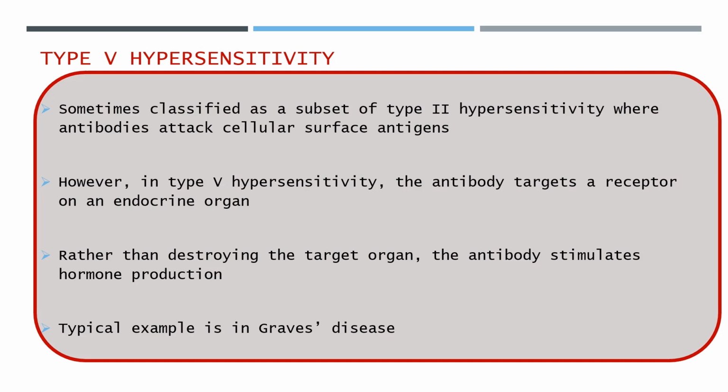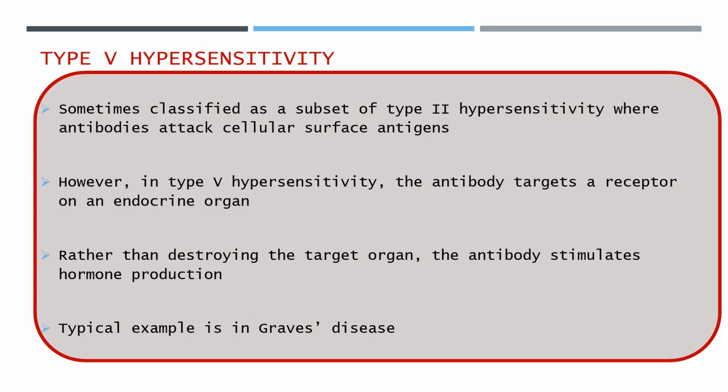And this is in contrast to what happens in type 2 hypersensitivity reaction, in which the antibody mediates the destruction of cells to destroy target organs. In type 5 hypersensitivity reaction, the antibody binds the receptor on the target endocrine organ and stimulates the release of the hormone that is produced by the target organ. An example is Graves' disease.